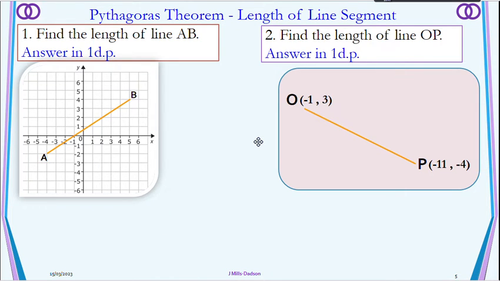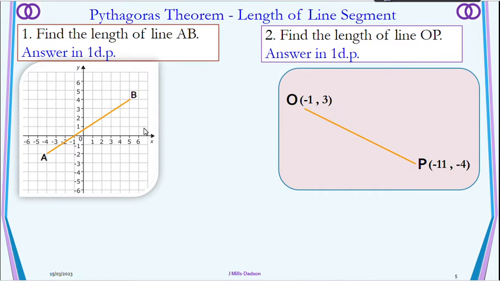This is application of Pythagoras to work out the length of a line segment. Now you could have a line drawn on a graph like this, or a line drawn from two coordinate points. And whenever you are asked to work out the length, the method is still the same.